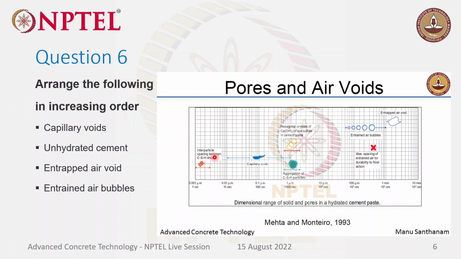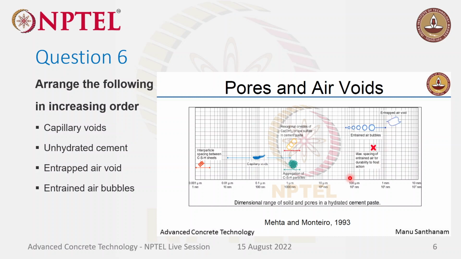Between CSH sheets, that lies in the range of 1 nanometer, and then capillary pores lie in the range of 0.1 micrometer, and then hexagonal crystals of calcium hydroxide lie in the range of 1 micrometer, and then entrained air bubbles lie in the range of 100 micrometer. Entrapped air void will be in the range of 1 millimeter.